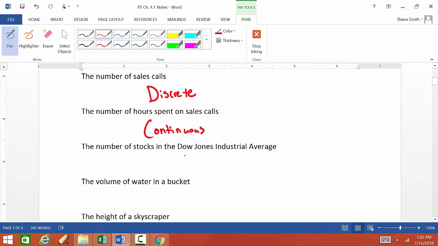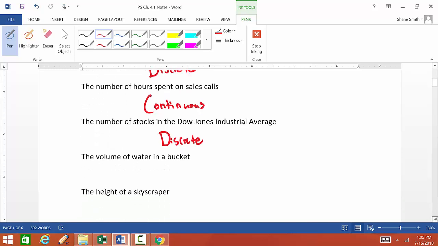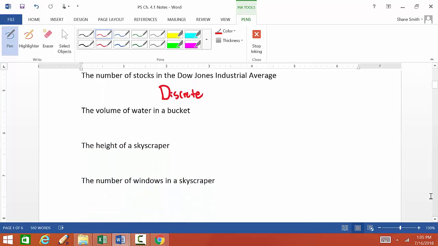So you should have paused the video and tried to go through these next few. The number of stocks in the Dow Jones Industrial Average is discrete because either the stock is there or it's not. By the way, that's the top 30 stocks in the US. That's what the Dow Jones is, if you've ever been curious when reading the news about the Dow going up and down. There are actually 30 discrete stocks in the Dow Jones.